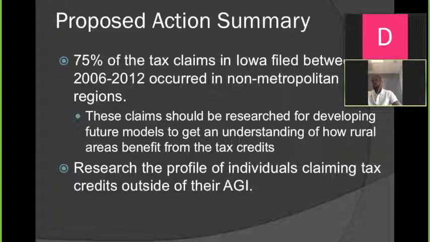Which leads to the second point, which is there should be further research conducted to understand the profile of individuals claiming tax credits outside of their adjusted gross income. I think this would be very important because, for instance, one of the groups shown earlier ranges from $200,000 to $999,999, which is close to $1 million, and that's a very wide AGI difference of roughly $800,000. Those groups probably have different needs as well as different problems. So I think understanding the profiles of those individuals would be beneficial.